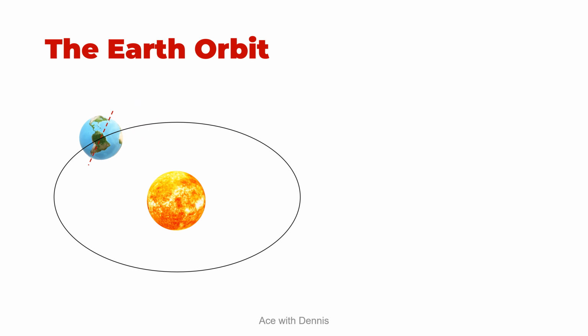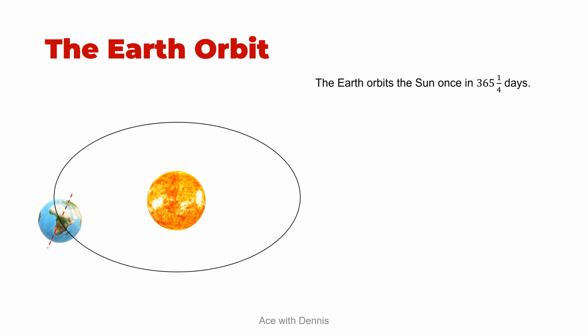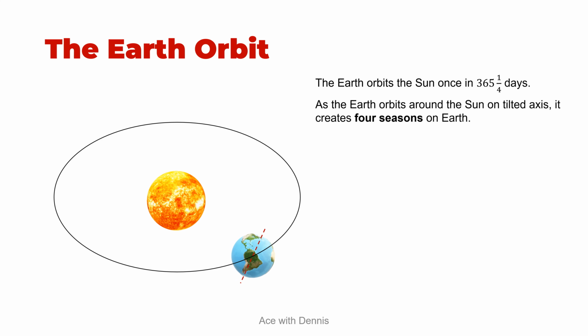Now, let's discuss the Earth's orbit. The Earth orbits the Sun once in 365.25 days. As the Earth orbits around the Sun on a tilted axis, it creates 4 seasons on Earth.